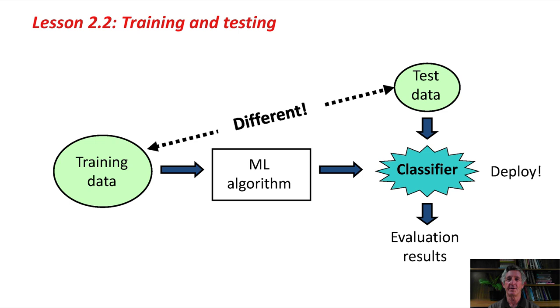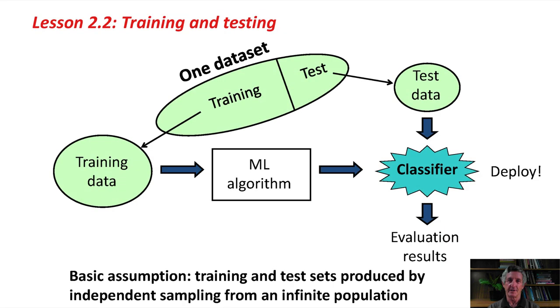So what if you've only got one data set? Well, if you've just got one data set, you should divide it into two parts. Maybe use some of it for training and some of it for testing, perhaps two-thirds of it for training and one-third of it for testing. It's really important that the training data is different from the test data.